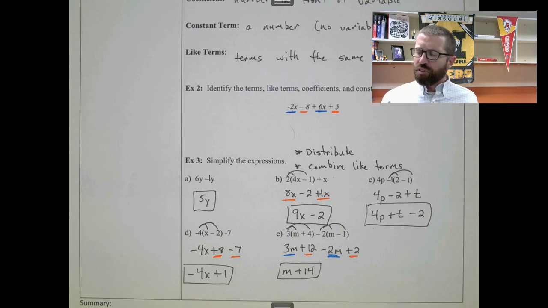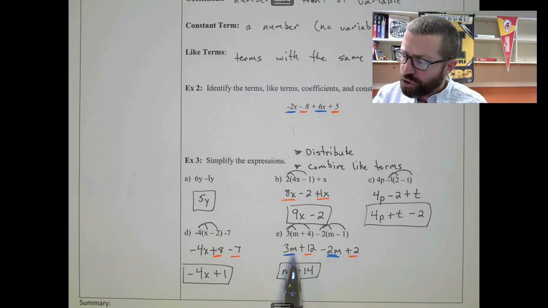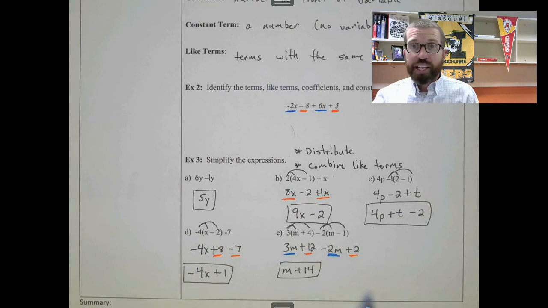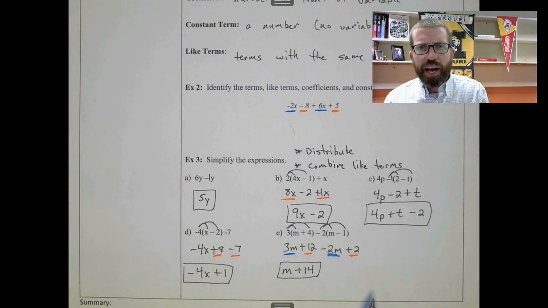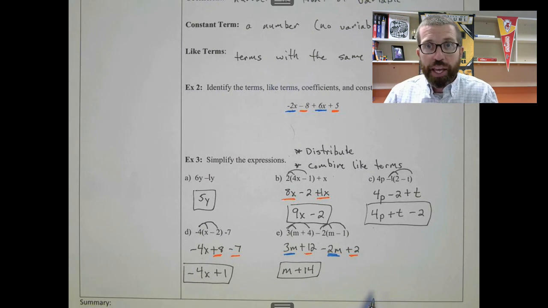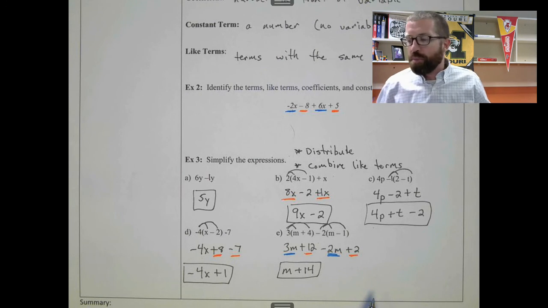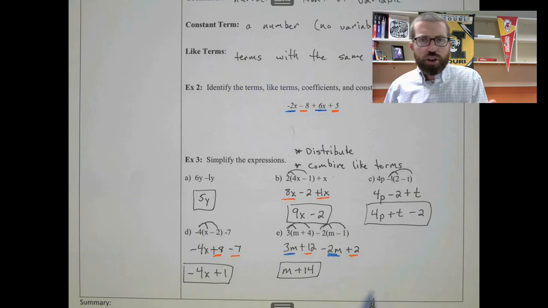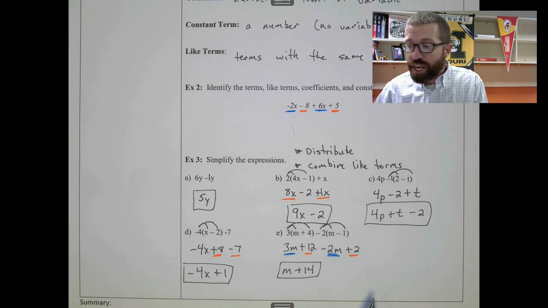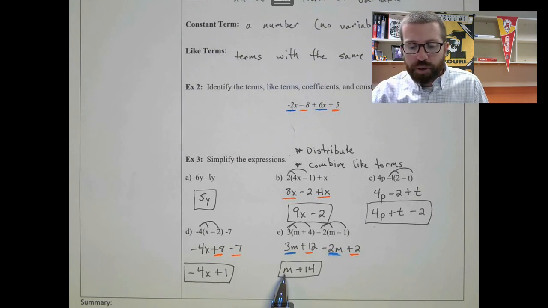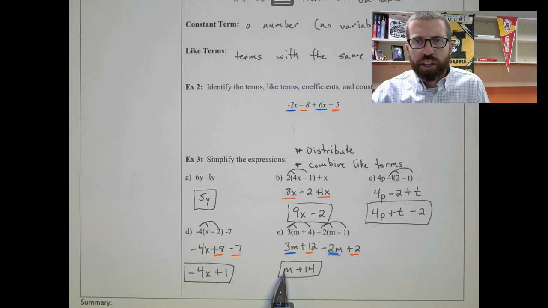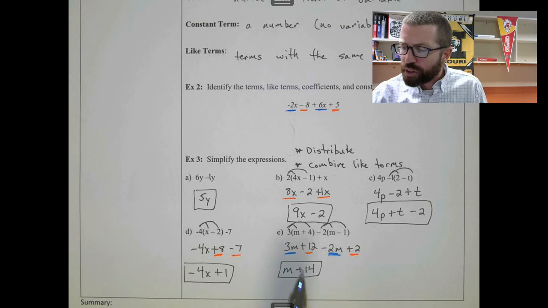To help you maybe visualize this a little bit, think about this as 3 m's and then minus 2 m's. Well, if you had 3 m's in your hand and then someone took away 2 m's, how many m's would you have? You would be left with only 1 m. Or think about something other than m's, maybe mangoes. If you had 3 mangoes in your hand and someone took away 2, how many mangoes would you have? You would have 1 mango, but it's still a mango. So you have 1 m, but it's still an m. It hasn't changed what it is. There's just the number in front of it that has changed.